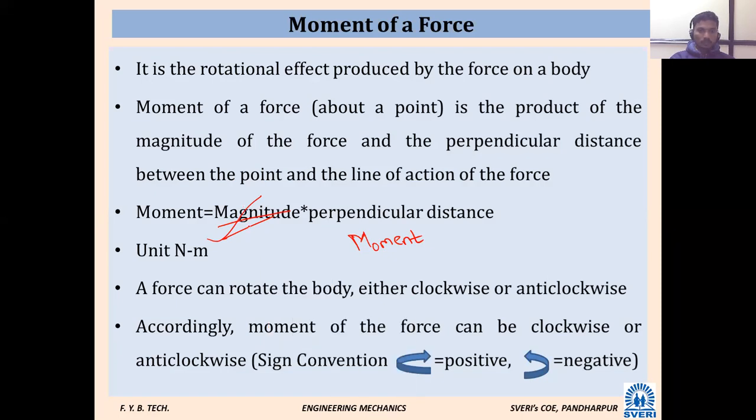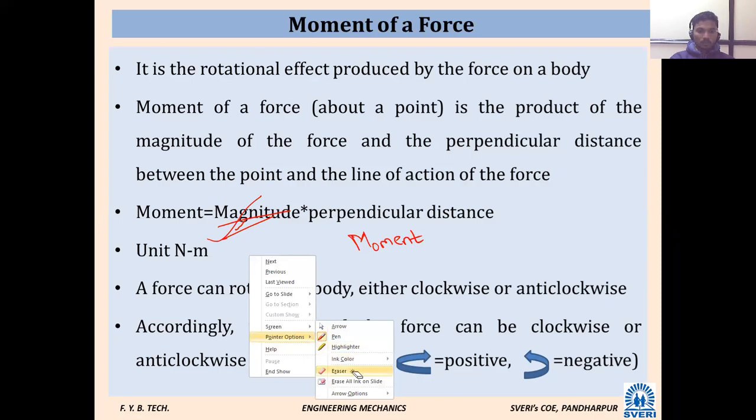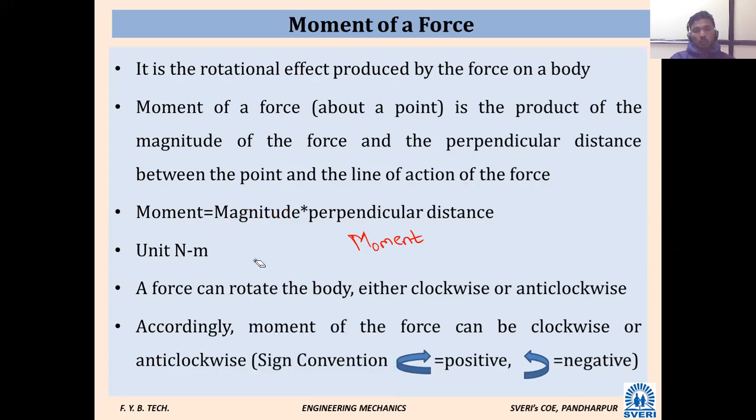Next one is unit. What is the unit of moment, as it is a product of which two things? Force and perpendicular distance. So what will be its unit? Newton meter, simple. Unit of force is Newton, unit of distance is meter. So the unit of moment will be Newton meter.